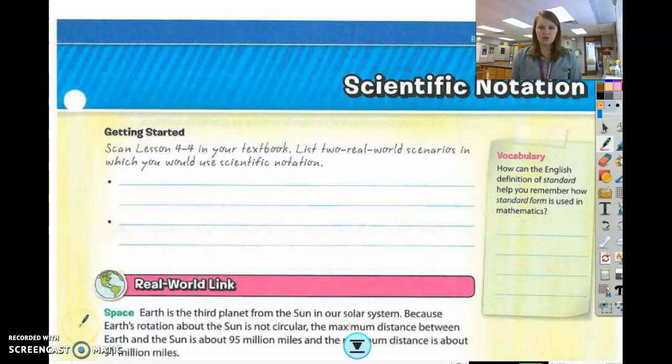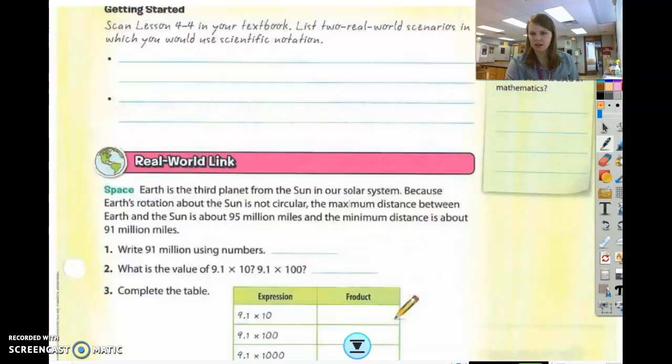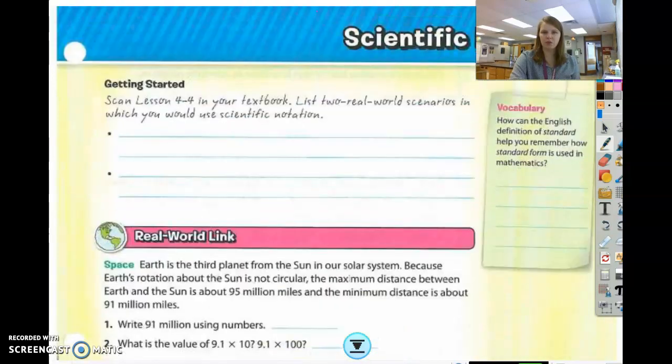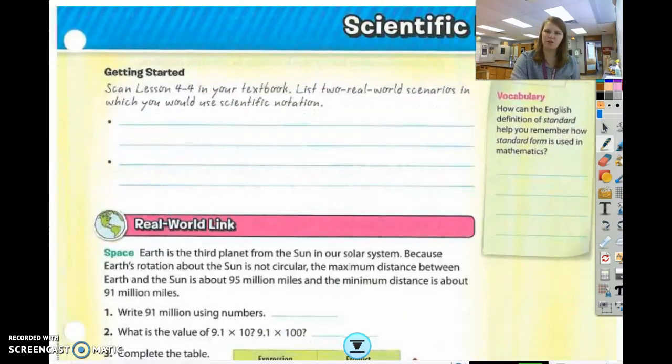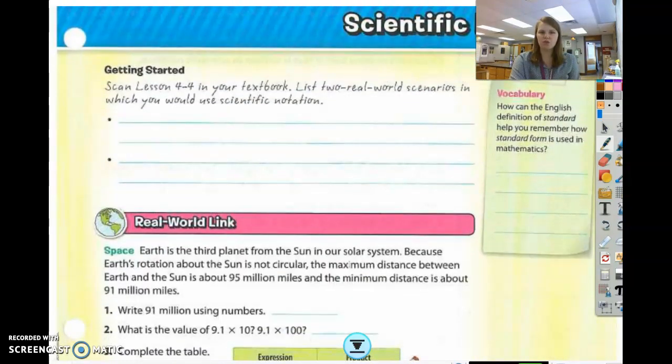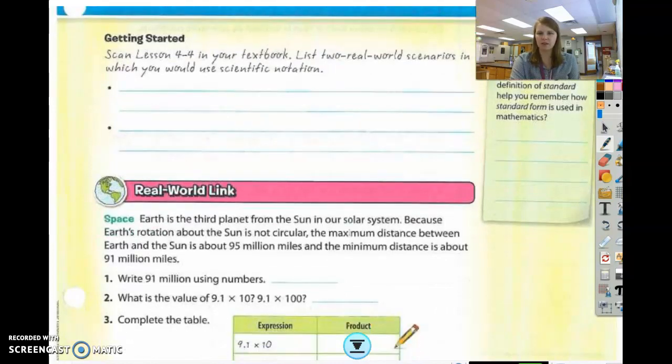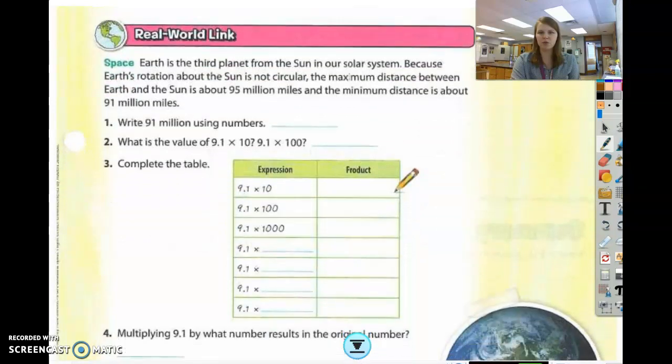Alright, today we're going to take a look at Chapter 4, Section 4 on Scientific Notation. If you have your workbook, we're going to start here. I believe this is on page 79 in your workbook. Otherwise, if you don't have it with you, you can just follow along with us. The first part here is getting started. We're going to skip that for just a minute, and let's go ahead and jump into the real world link.